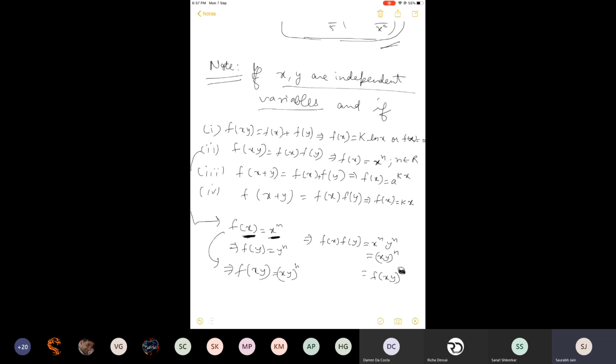Any function given here in the form of f(x) will satisfy its functional equation. Take any one. Wait a minute, let me check the fourth one.